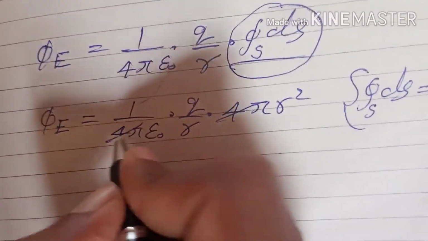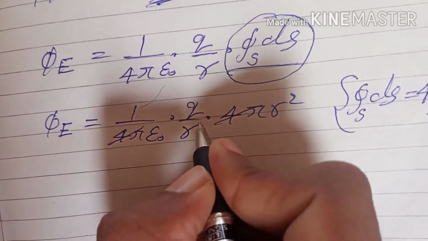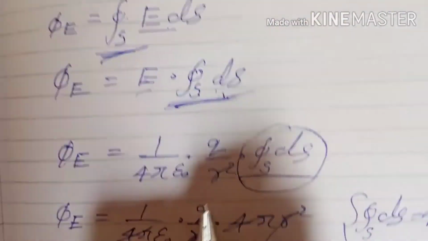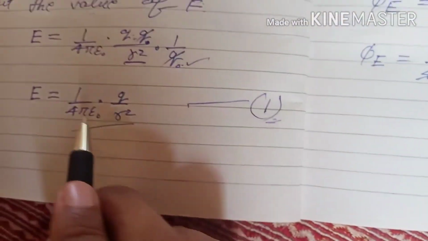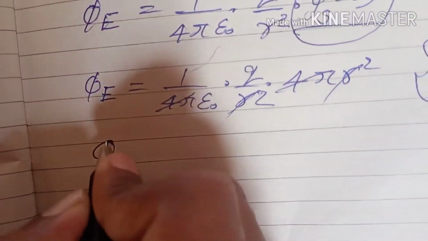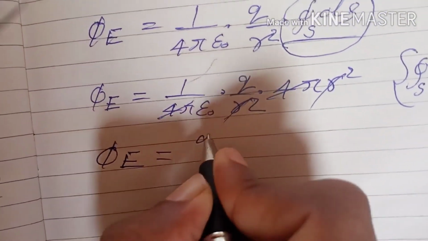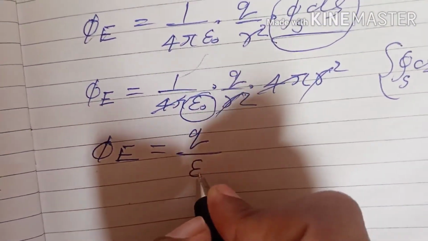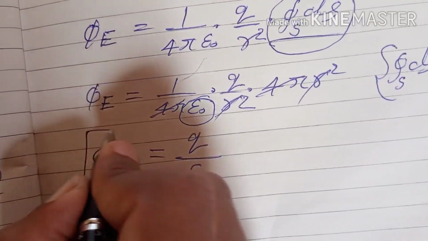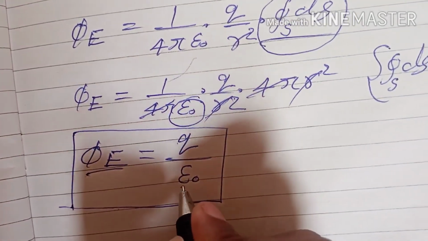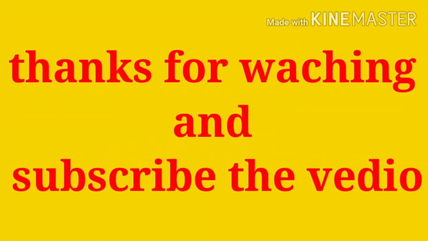4 pi cancels 4 pi, and r square cancels r square. Now we get phi E is equal to q upon, what remains here? Epsilon naught. Okay, that is Gauss's theorem. Total electric flux phi E is equal to 1 upon epsilon naught times the total charge q. Okay, thank you.